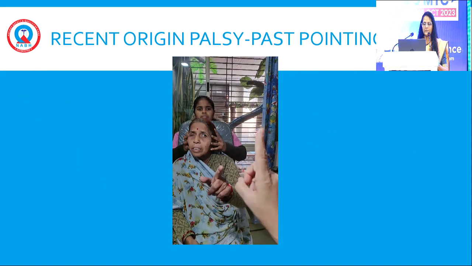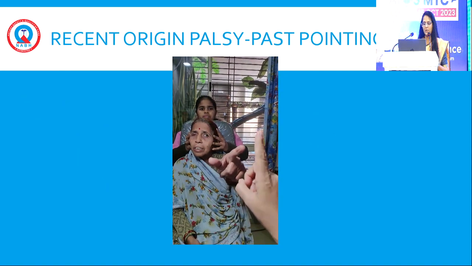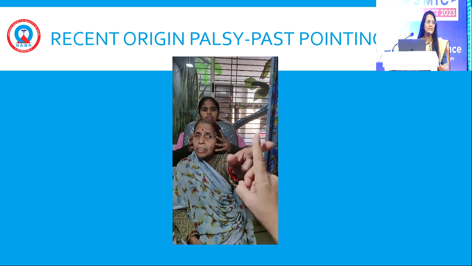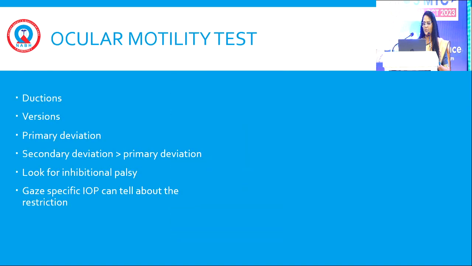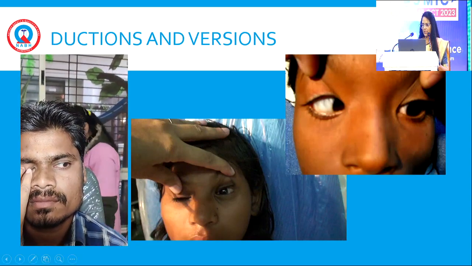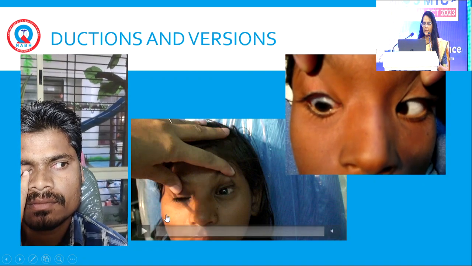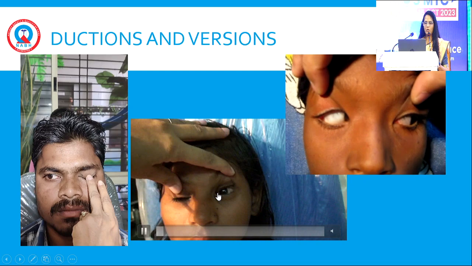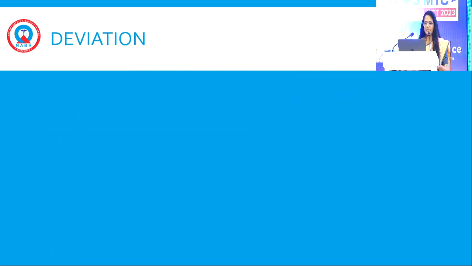This is a very nice video showing the recent origin of palsy, where she is past pointing, so that you can diagnose it is a paralytic strabismus of recent origin. Ocular motility tests should include ductions, versions, primary deviation, secondary deviation, and look for inhibitional palsy and gaze-specific IOP. So you have to see all the specific movements, including ductions and versions. That will tell you everything about ductions and versions.